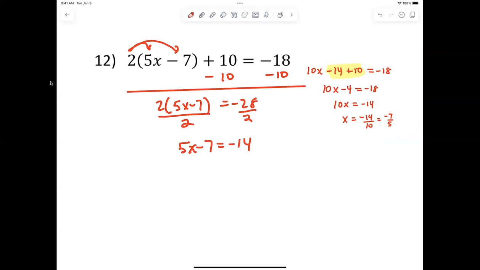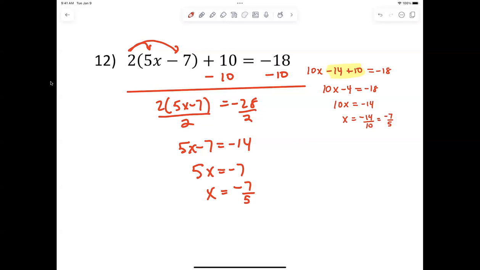And now we add 7. 5x equals negative 7. X equals negative 7/5. Does everybody see that? X equals negative 7/5. Is it the same answer? Yeah, we did a different technique. That's all. Come on, really concentrate.